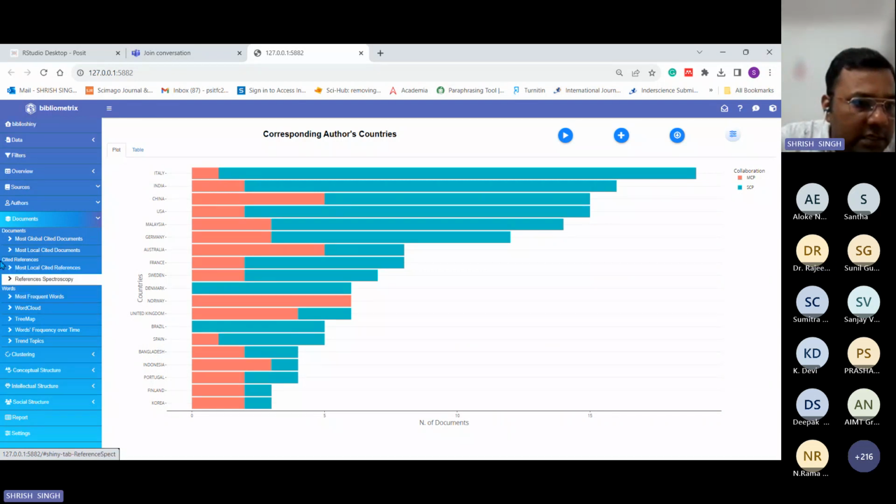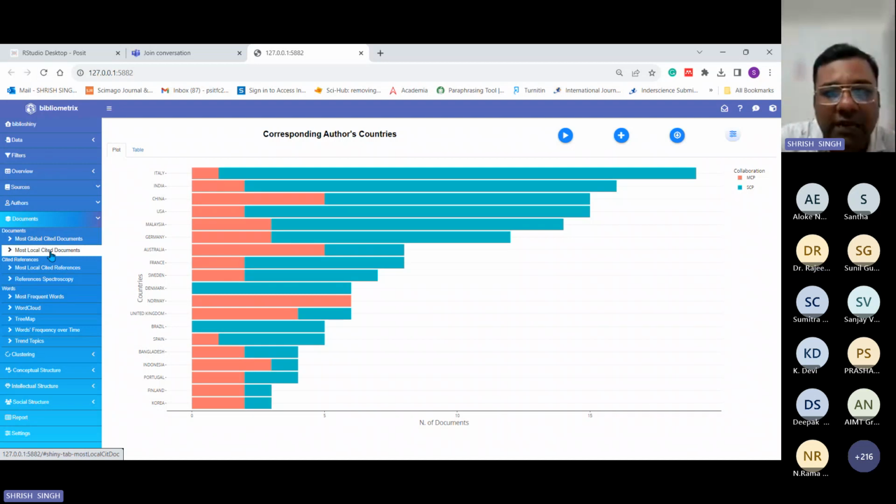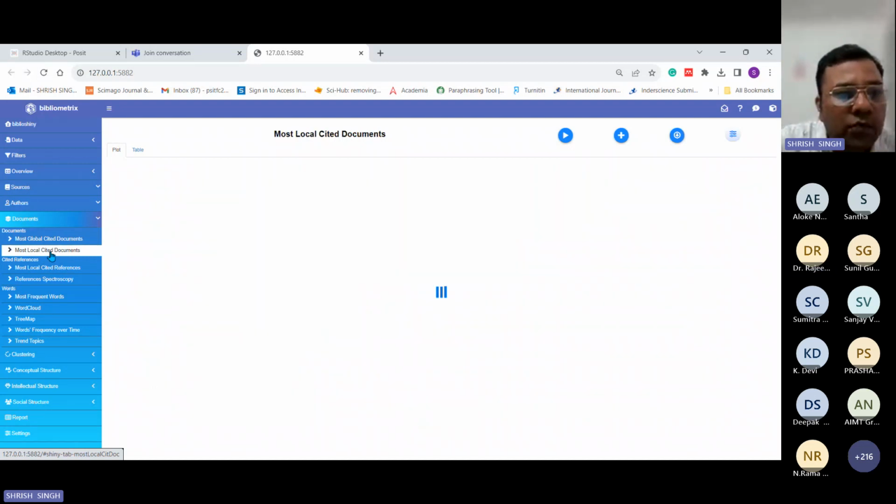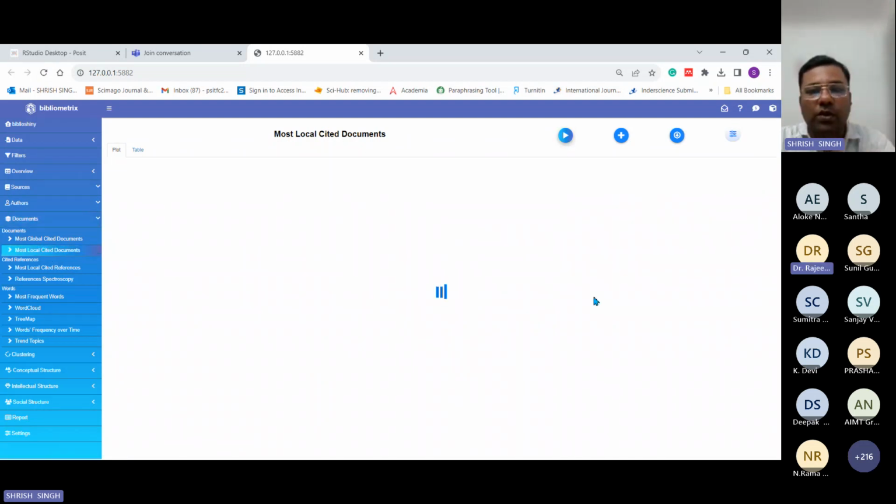So this is basically the documents. Documents means most globally cited documents and most locally cited documents. Again, we will be focusing on the local cited only. Why? Because we are focusing on 258 articles. So I'm going to click on this most local cited documents, and you can find which document is the most locally cited. Documents means which article, right? So again, you will have a clear-cut matrix of each and everything.